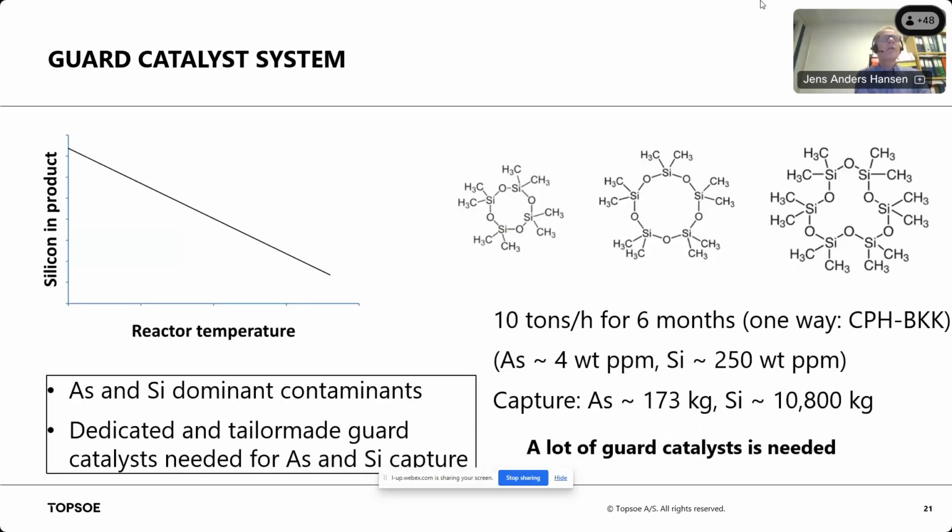We also tested where we started the guard catalyst system, and especially silicon is a problem. Silicon was present in concentrations higher than 200 weight ppm. And we have those silicon compounds. These are polycyclic silanes, and they are found in cosmetic products. So they are regulated in cosmetic products, and these molecules are treated by the guard catalyst system, so the silicon is trapped in the guard catalyst system here.